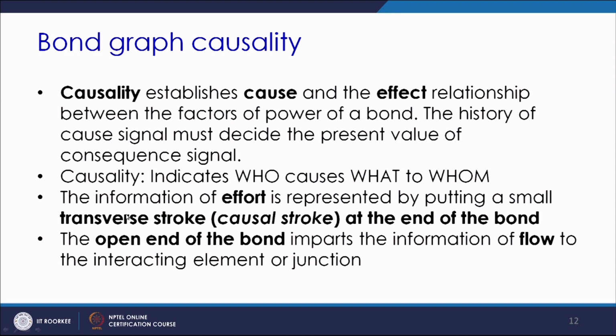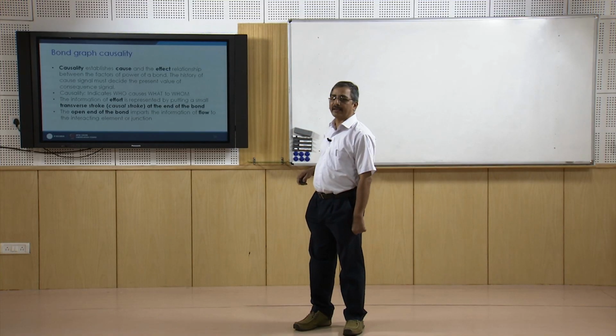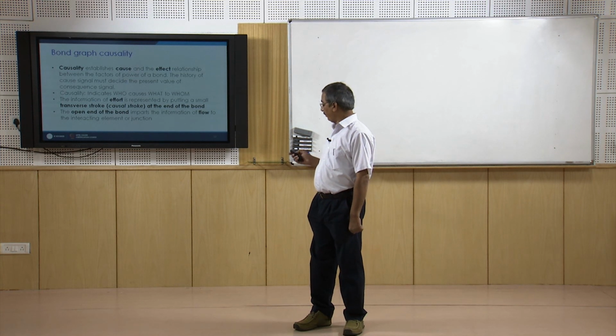So, in bond graph modeling, to represent the causality, the information of effort is represented by putting a small transverse stroke, or causal stroke, at the end of the bond. The open end, where there is no stroke, means that end is imparting the information of the flow to the interacting junction or the element.